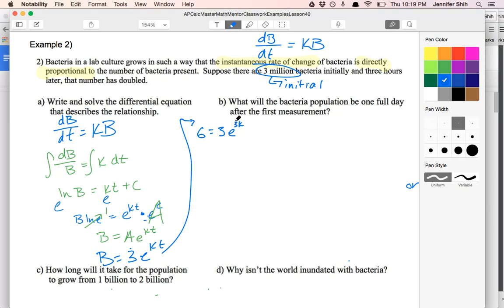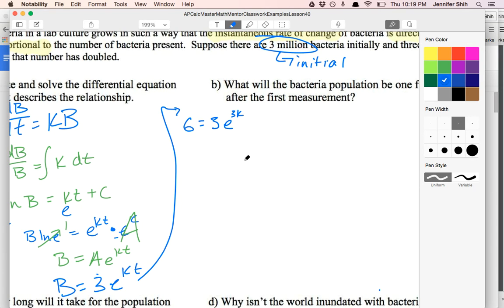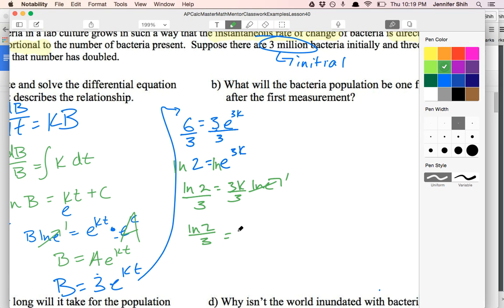Here's where our 3 is. t is equal to 3. Here's t right here. Okay, use your good algebra skills, divide both sides by 3. And then take the log of both sides, ln. We're going to get ln of 2 is equal to 3k ln of e, which is going to go to 1. And then our k value, if we divide both sides by 3, is going to be ln of 2 over 3, which is equal to k.